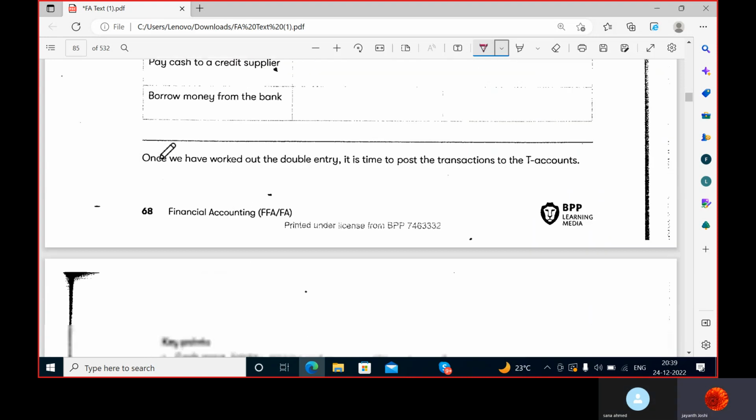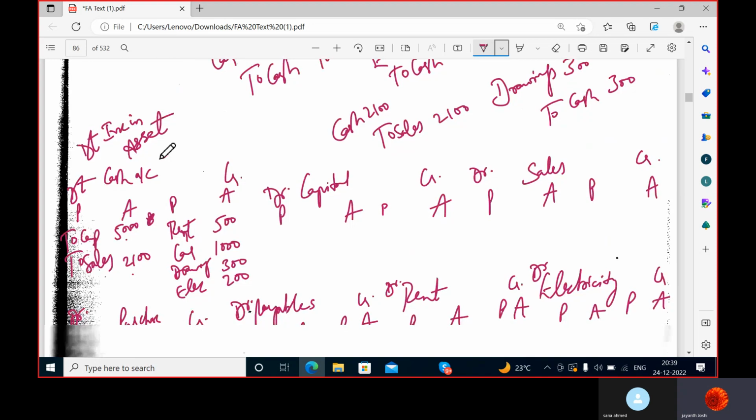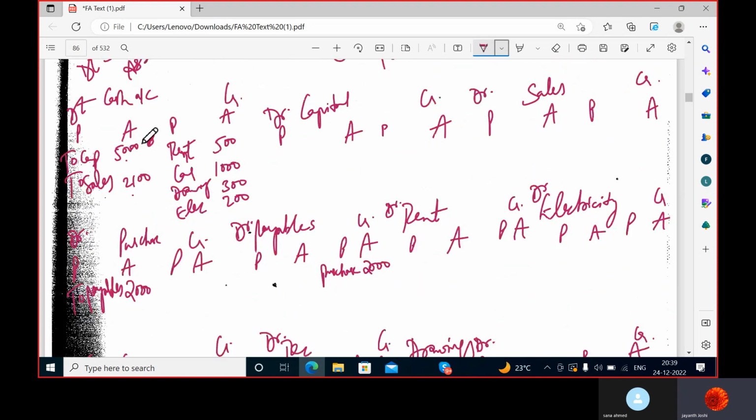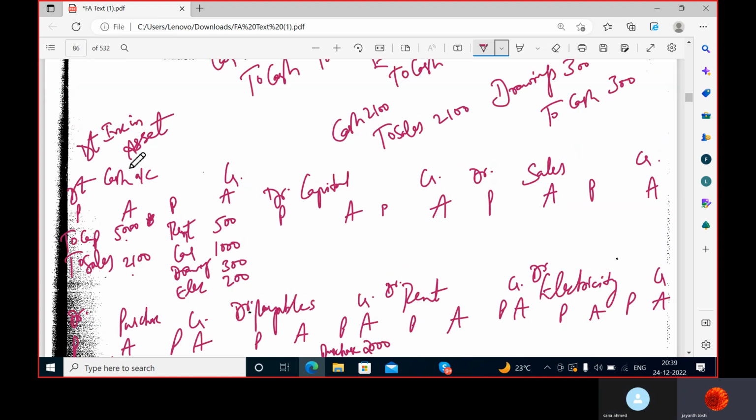Cash is definitely an asset for my business. So these two things, money coming in as capital in the business, and when I do cash sales I really get cash. These two would increase my asset account. Since they are increasing my asset account, I have put them in debit.